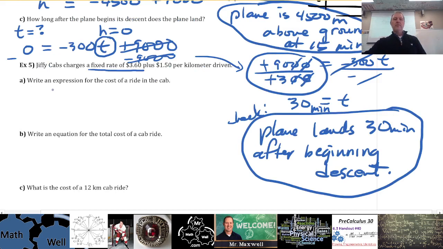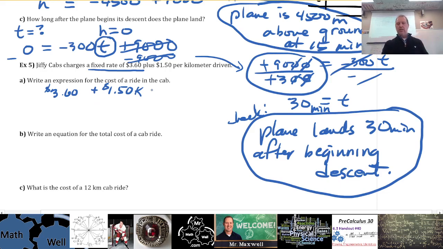Well, we have $3.60 is our fixed rate, and then we add on to that $1.50 for every kilometer, per kilometer driven. So that's like $1.50 times, I'll just use K for kilometers, it doesn't say. So that's the expression for the cost of the cab ride, $3.60 plus $1.50 for every kilometer, or $1.50 times kilometer, okay?